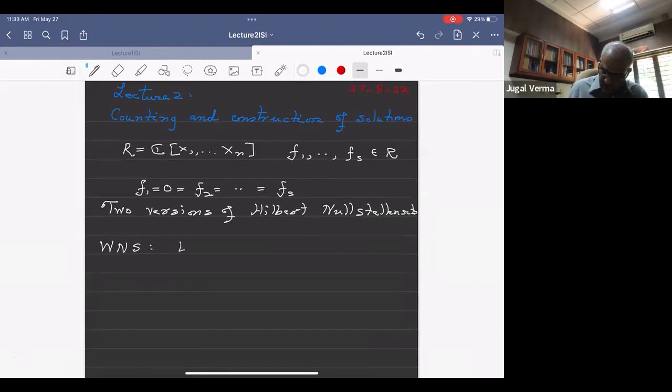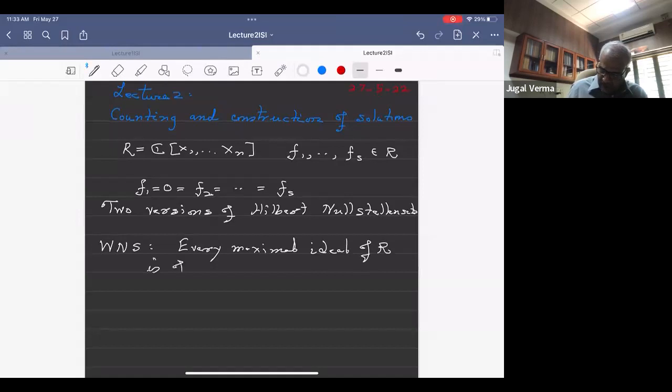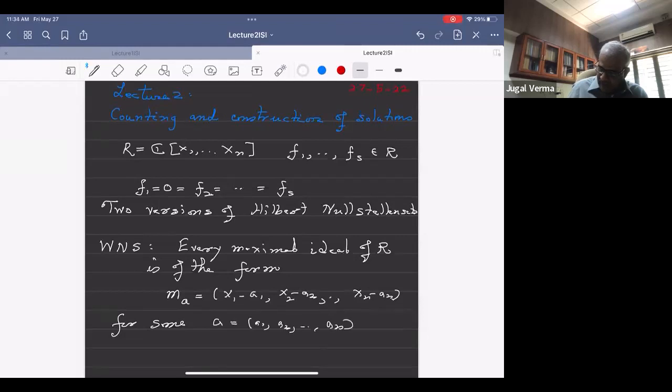So every maximal ideal of R is of the form M_A, where M_A is the maximal ideal generated by x1 minus a1, x2 minus a2, ..., xn minus an for some point A equal to (a1, a2, ..., an) in Cn.